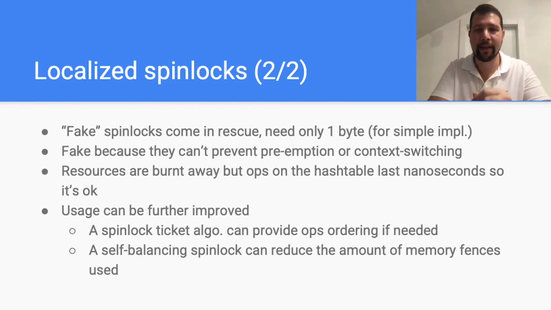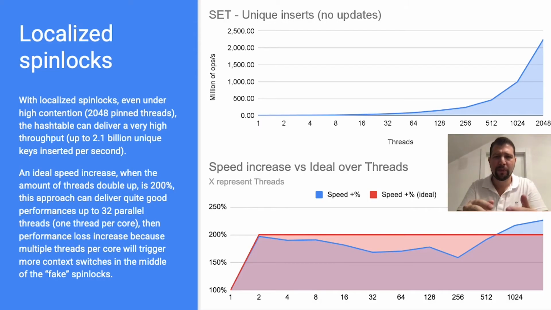It's not a big deal, and they are fake because they can't really prevent preemption or context switching like it happens in kernel mode. From this chart, it's possible to see how the hash table scales vertically fairly well, although once more than 16 threads are running in parallel, hammering it, the performances start to deteriorate, partially because of the context switching and partially because the CPU vector units get saturated.